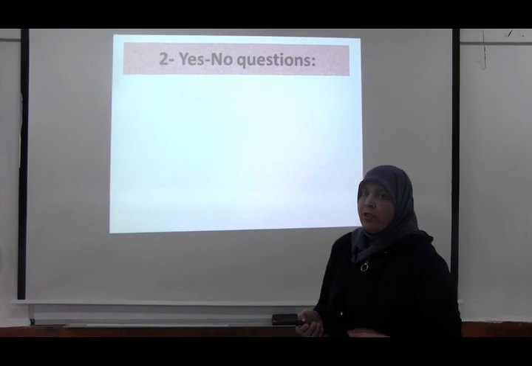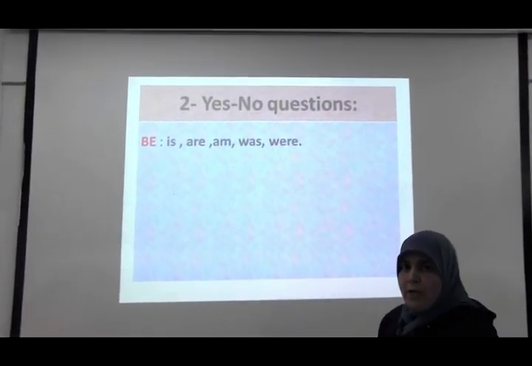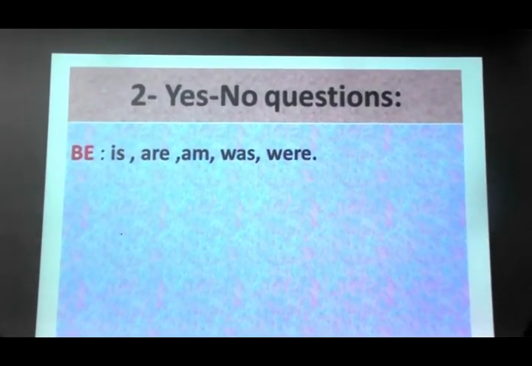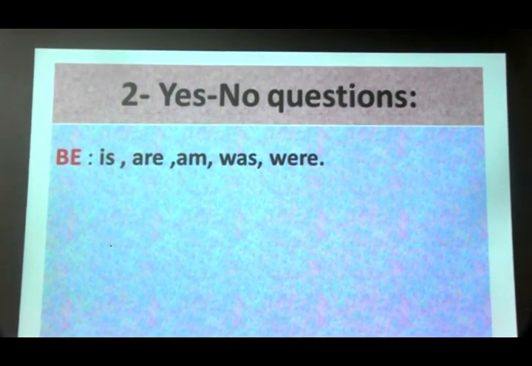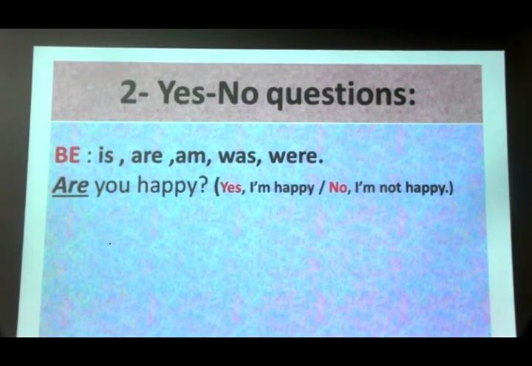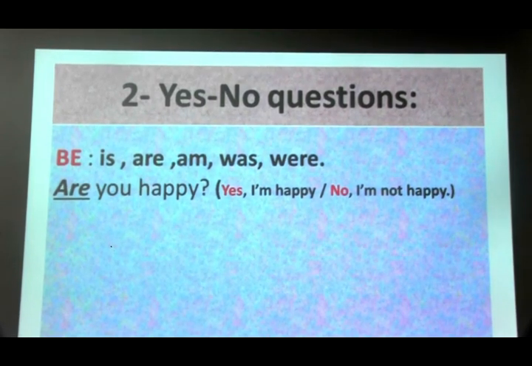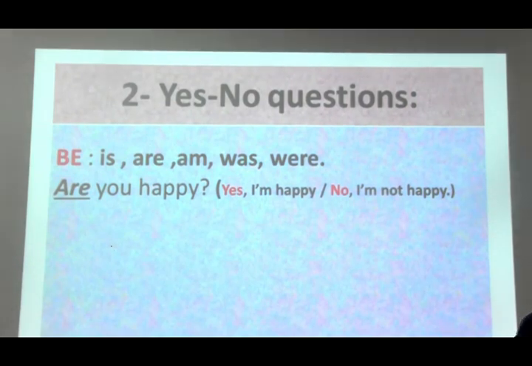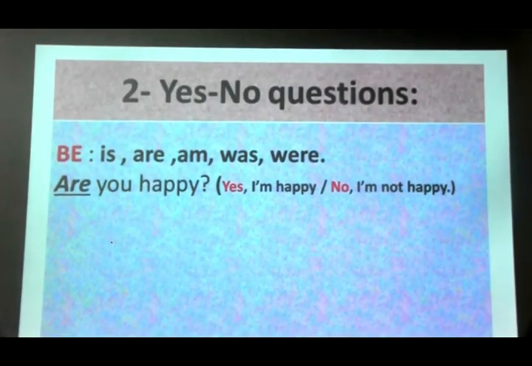The second type of questions is yes-no questions. We can form these questions by using either of these verbs. Number one, the verb to be, either is, are, am, was, and were. For example, are you happy? Look at this question. It starts with the auxiliary verb are. It is the verb to be are. So it is a yes-no question. When you want to answer this question, you can say either yes or no. For example, yes, I am happy, or no, I am not happy.